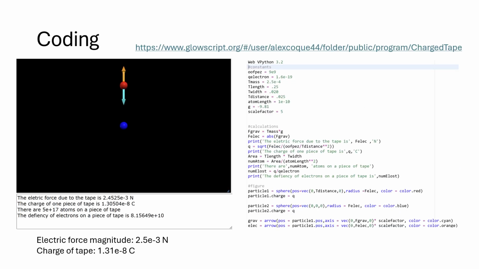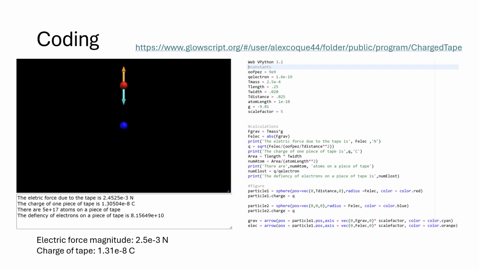Furthermore, I created a code in GlowScript indicating my constants. And using these constants, I created calculations in order to print out the electric force, the charge on the tape, the number of atoms on the tape, and the number of electrons lost.